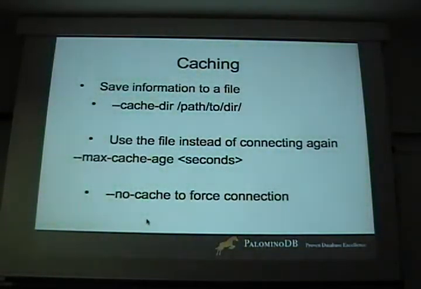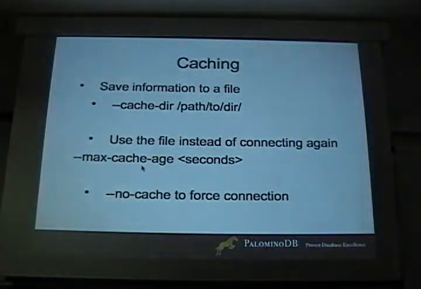If you want to, you can force the connection with --no-cache, if there's one particular check where you really want to connect every time. And if you want to use the cache file instead of connecting again, you use max cache age equals 60 for 60 seconds. So great, we have caching. It connects once, and if you have 10 checks, your max cache age is 10 minutes, and your checks run every 5 minutes, then it caches, and you don't have to connect 20 times.